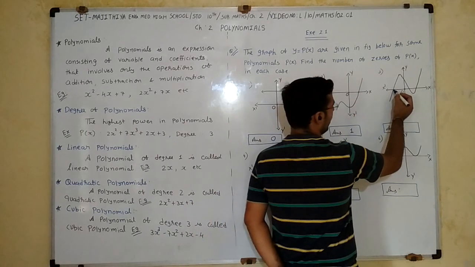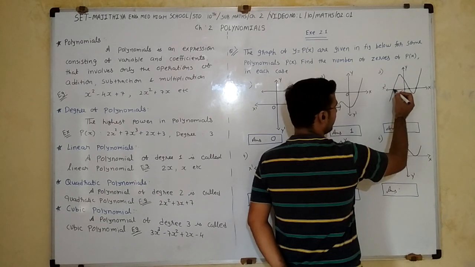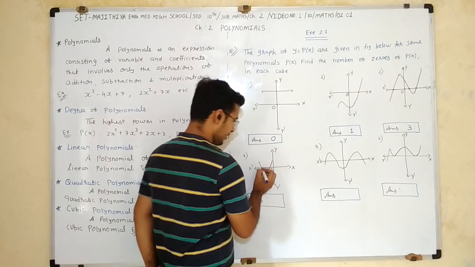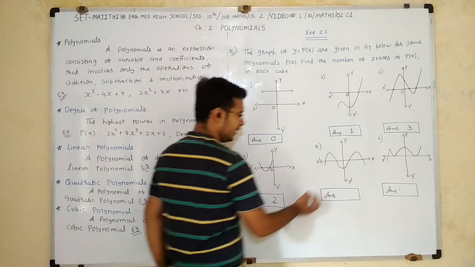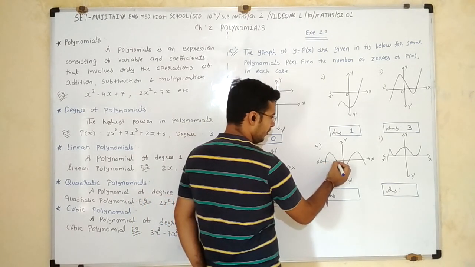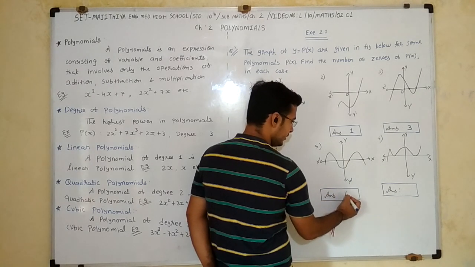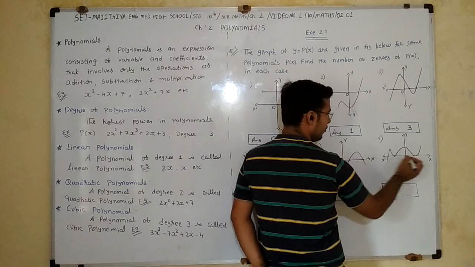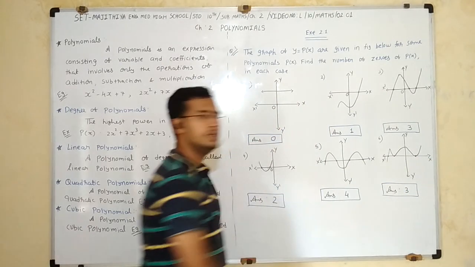Now here 1, 2 and 3 times. It is touched 3 times, so the answer is 3. Now here 1 and 2. Here 1, 2, 3 and 4 times, so the answer is 4. Similarly, for here 1, 2 and 3, so the answer is 3.